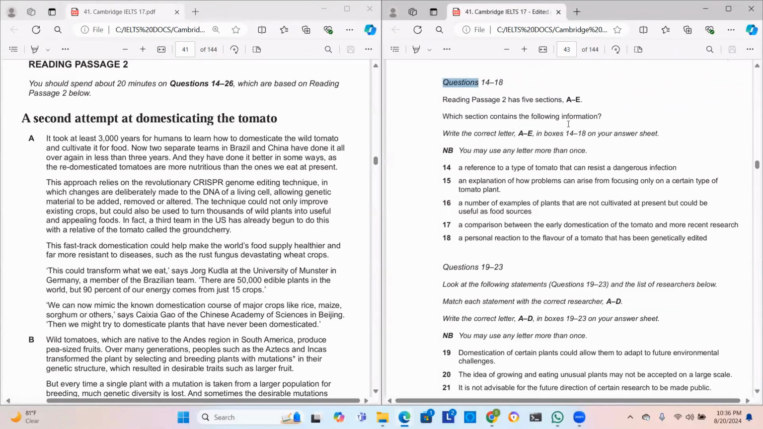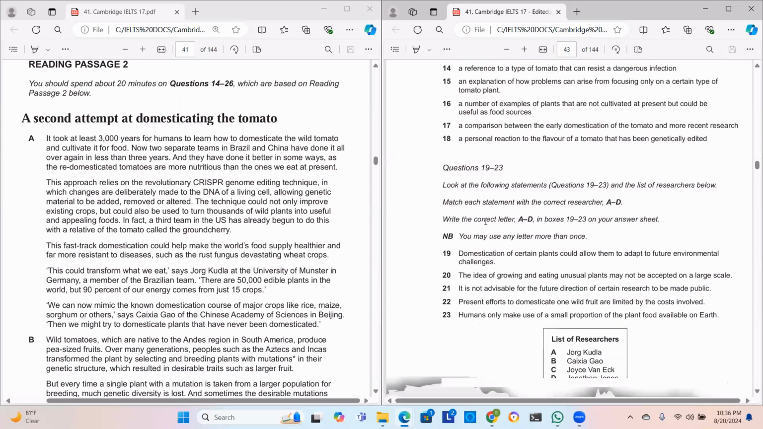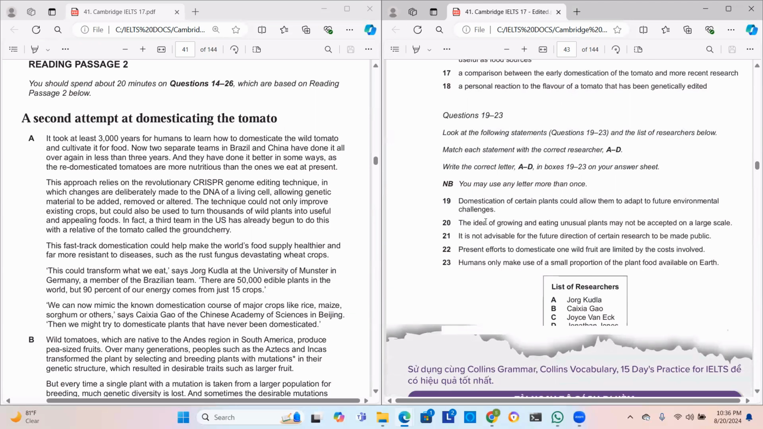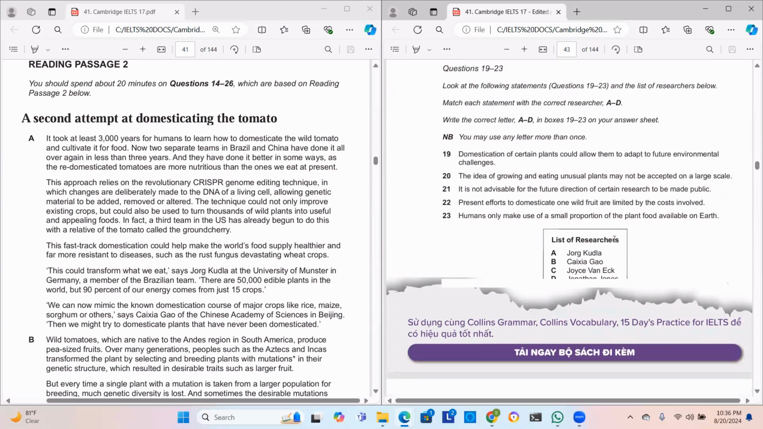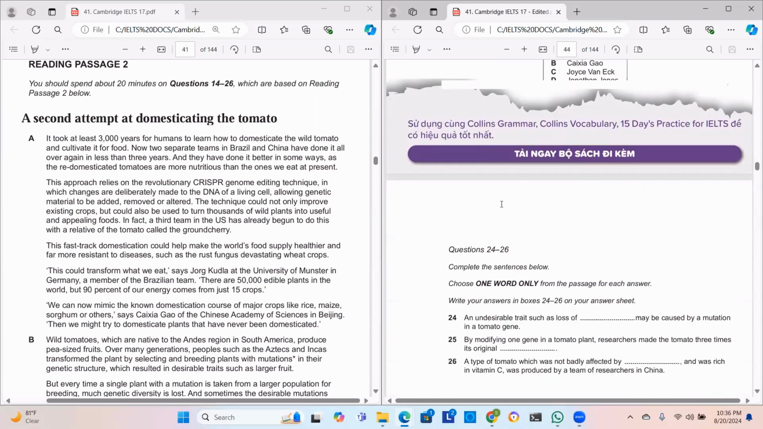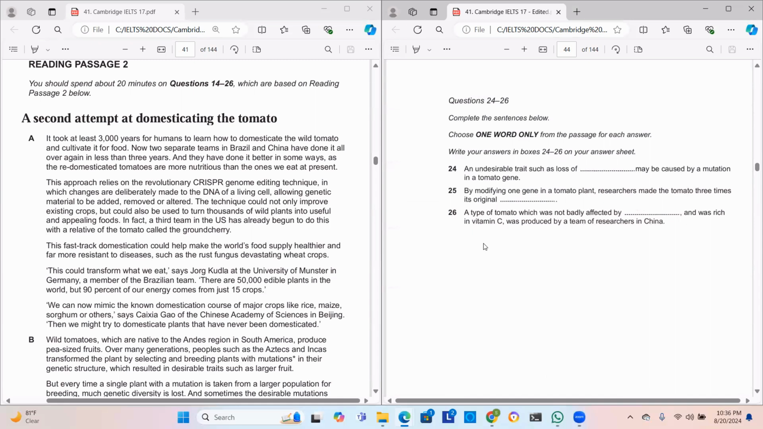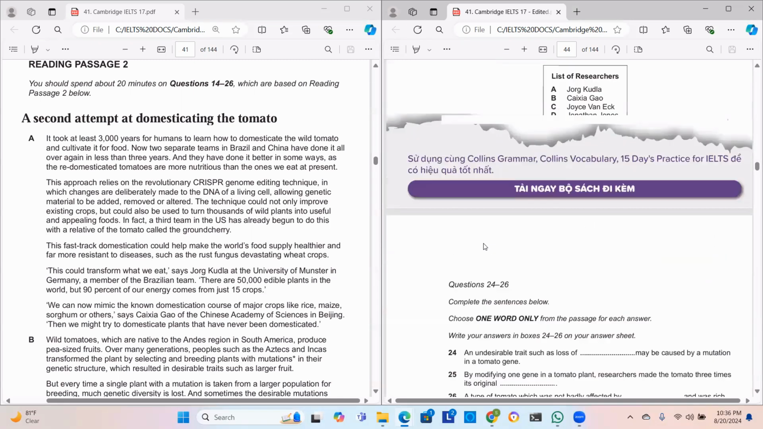So which section contains the following information, right? So you have to read these questions and you have to figure out where these statements are in the paragraphs, okay? And questions 19 to 23, they are like matching questions. So you need to match the list of researchers with these statements, okay? And the last 3 questions, they are like fill in the blanks, just like one word answers, okay? So we'll go one by one.